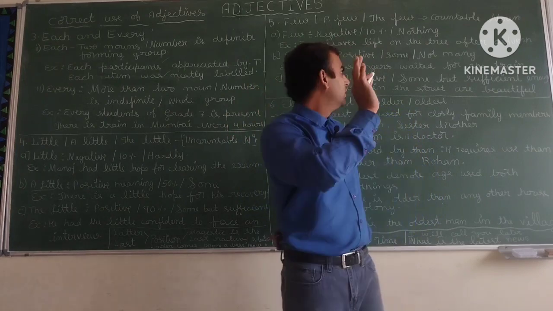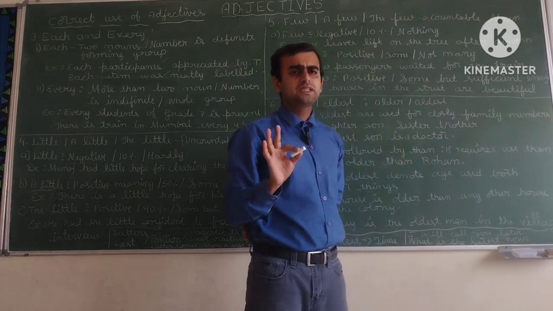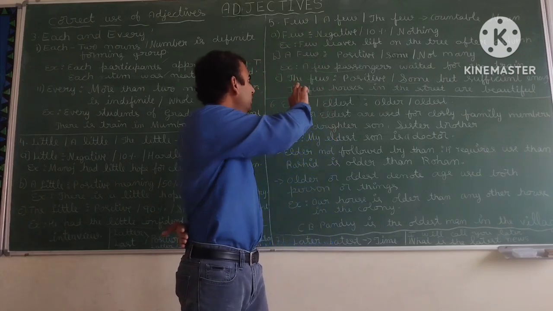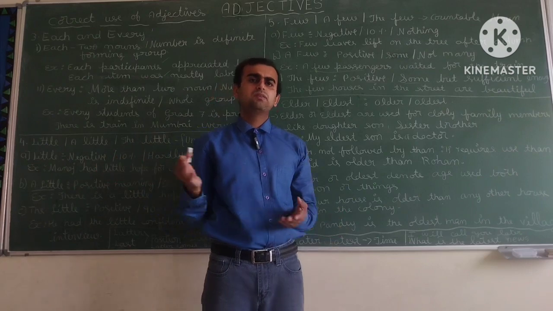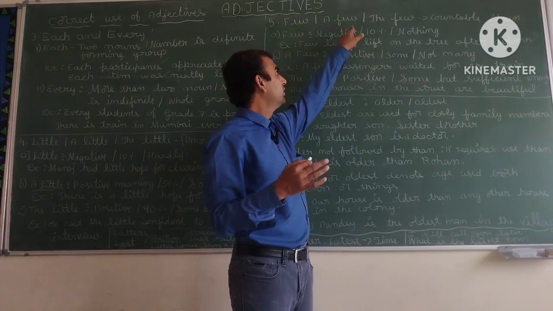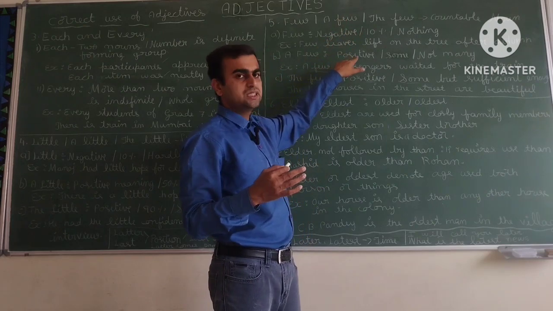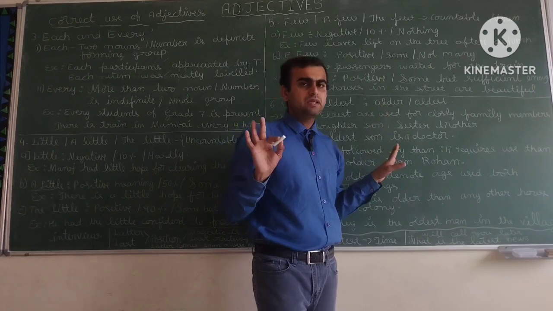Third, the few. The few is a positive meaning, some but sufficient. Example, the few houses in the street are beautiful. There may be 10 or 12 houses that are beautiful. Okay, few, a few, the few. Few means negative, a few means positive, some, the few is also positive, means sufficient.